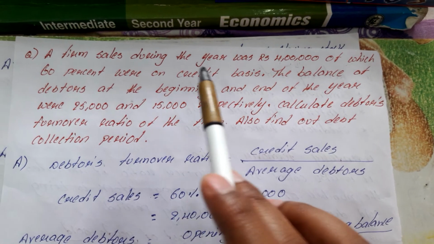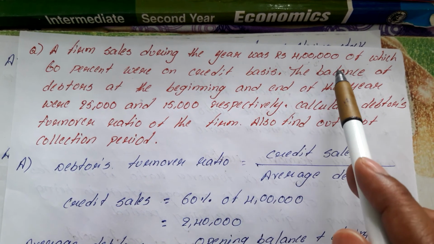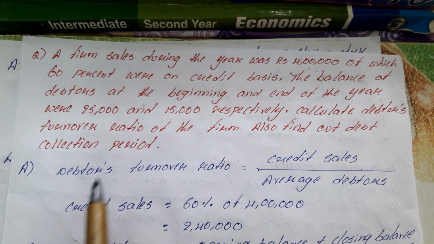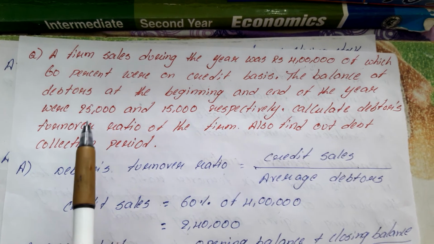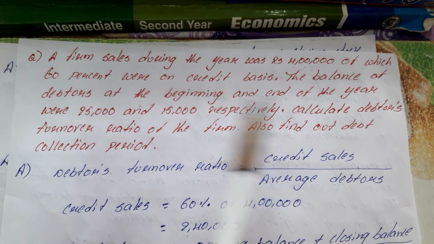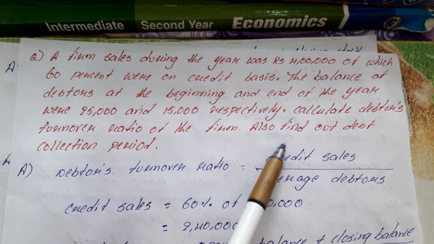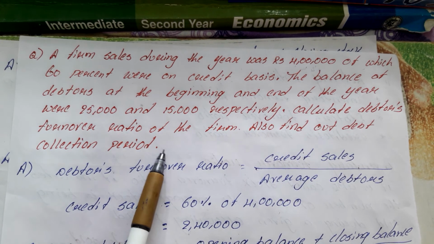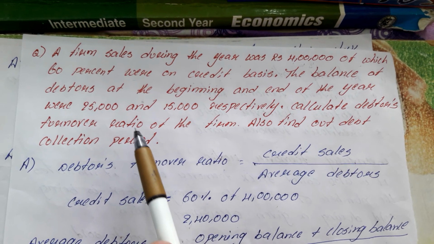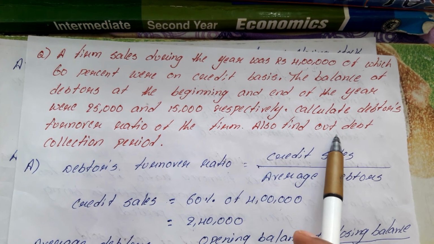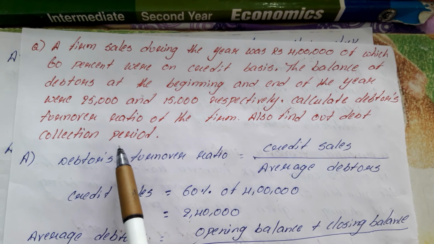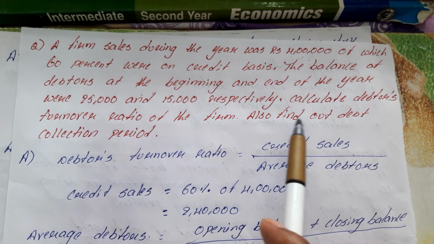A firm's sales during the year was rupees 4 lakhs, of which 60% were on credit basis. The balance of debtors at the beginning and at the end of the year was 25,000 and 15,000 respectively. Calculate debtors turnover ratio of the firm. Also find out debt collection period. So they're asking us to calculate debtor turnover ratio and also debt collection period, meaning how much of debtors we are having and how quickly we are able to collect that amount.